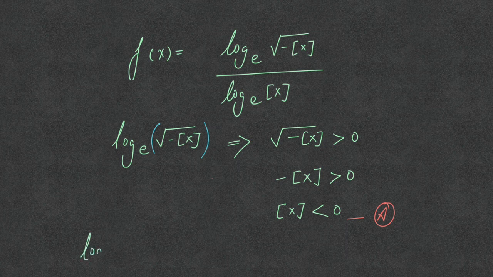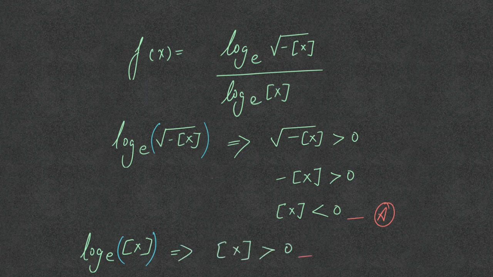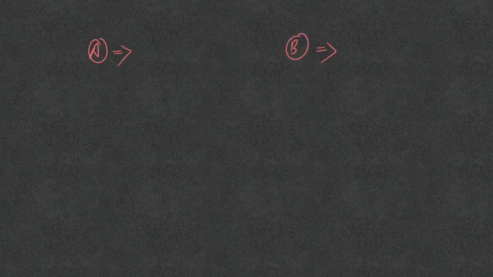Similarly, for log of greatest integer of x with base e, this input of the log should be positive, which implies greatest integer of x should be greater than 0. Let it be equation B. From equation A, greatest integer of x is less than 0, and from equation B, greatest integer of x is greater than 0.